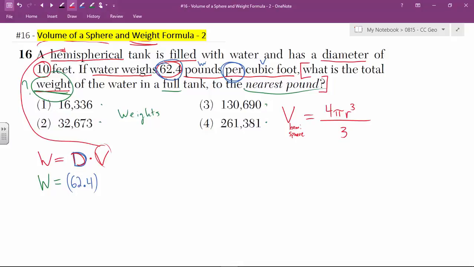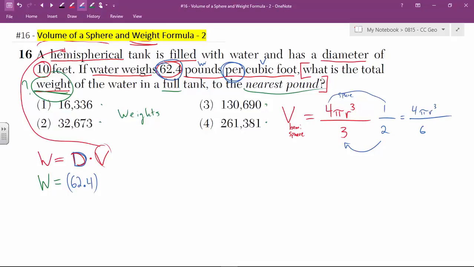I don't want a sphere though, I want a hemisphere. So what I need to do is take that volume of a sphere and multiply it by a half. So my final volume formula for a hemisphere will be the 1 times 4, which is 4, and the 2 times 3, which is 6. So the volume of a hemisphere is 4/6 pi r cubed.